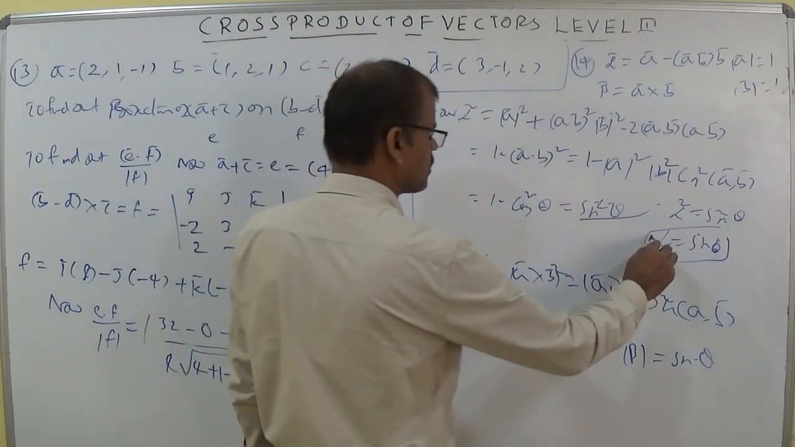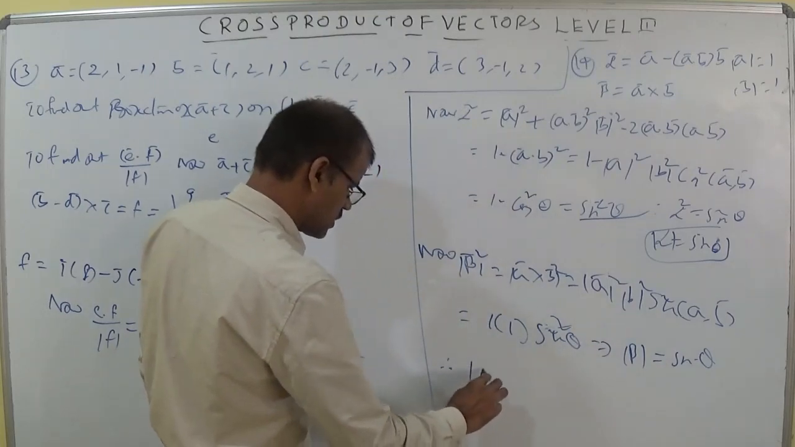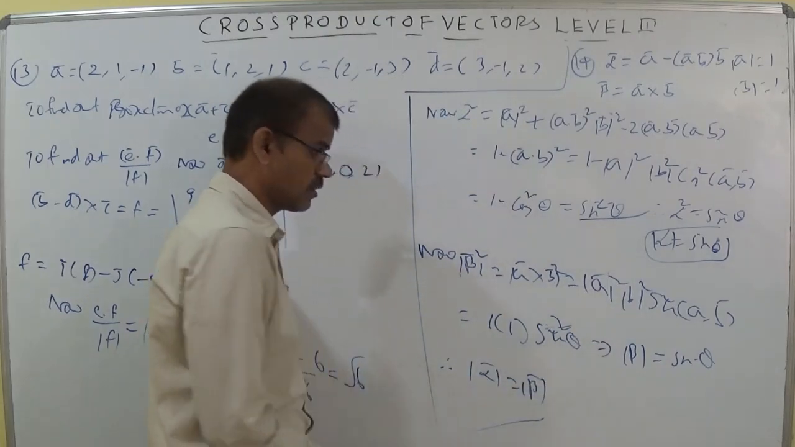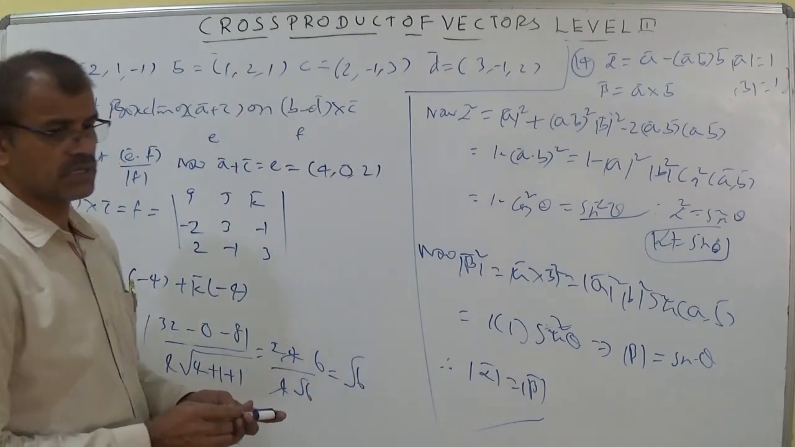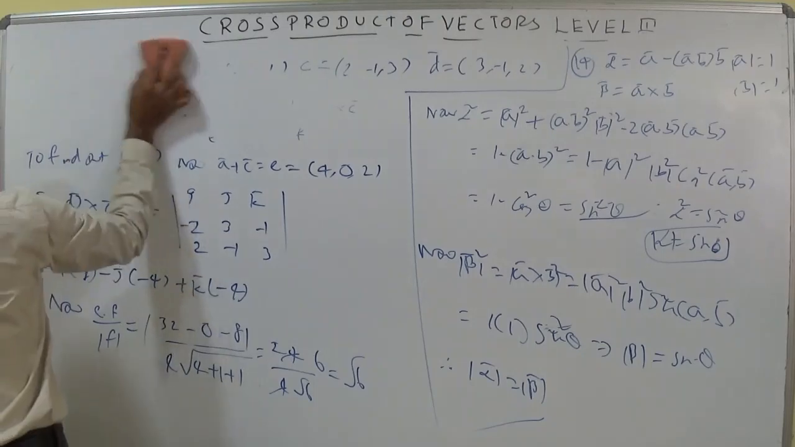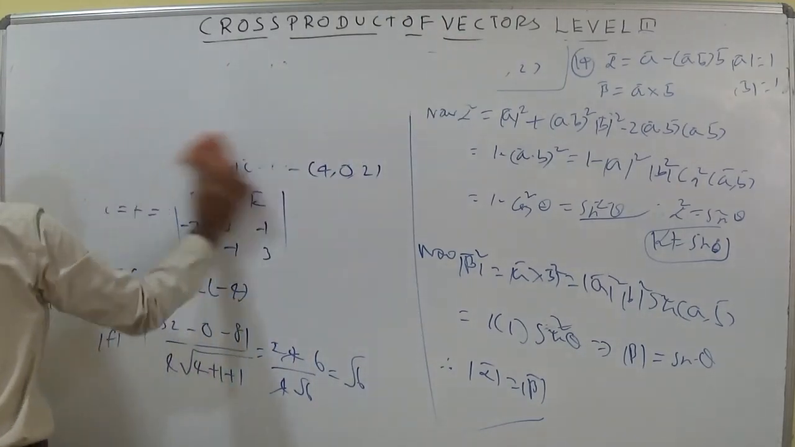Therefore, taking modulus, you can write here modulus of alpha bar is equal to modulus of beta bar. The value of the two vectors is the same. Next, 14 is completed. Let us discuss the 15th question.